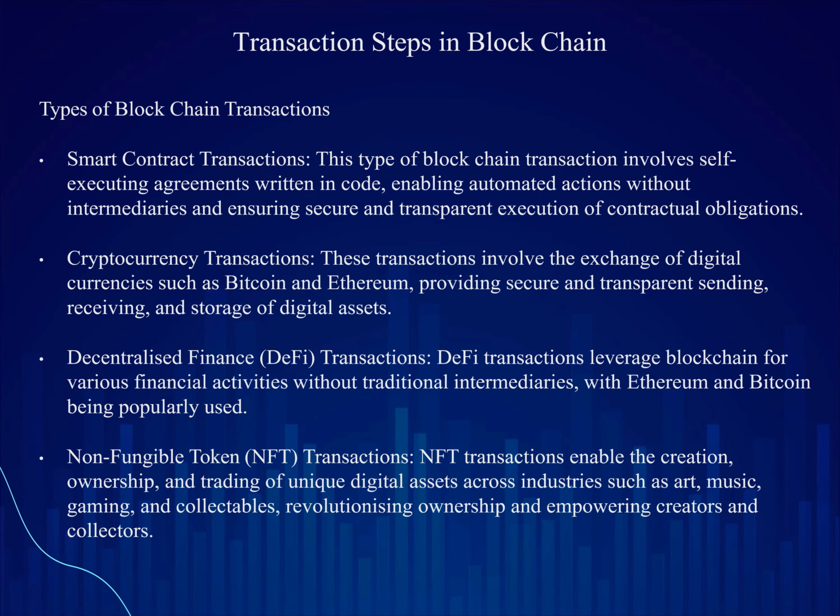Types of blockchain transactions. A smart contract transaction involves the execution of self-executing contracts on a blockchain. A cryptocurrency transaction involves the exchange of digital currencies such as Bitcoin and Ethereum. A decentralized finance transaction involves interacting with decentralized financial protocols and platforms that operate on blockchain networks. And a non-fungible token transaction involves the buying, selling, or transferring of unique digital assets represented on a blockchain.